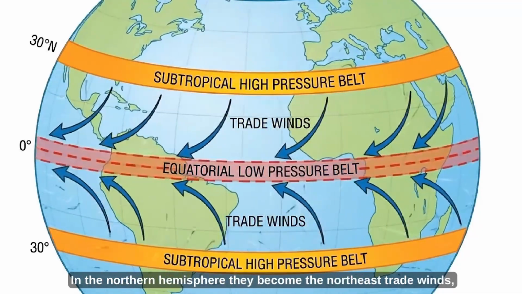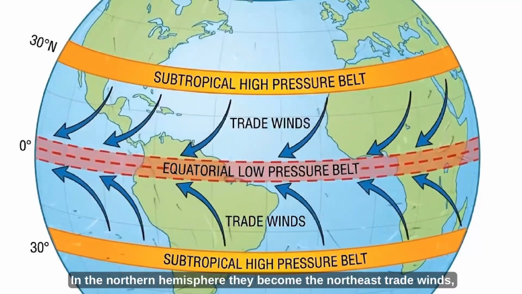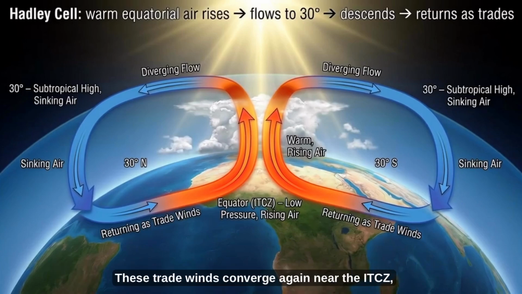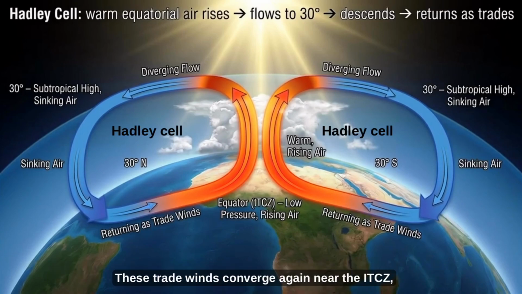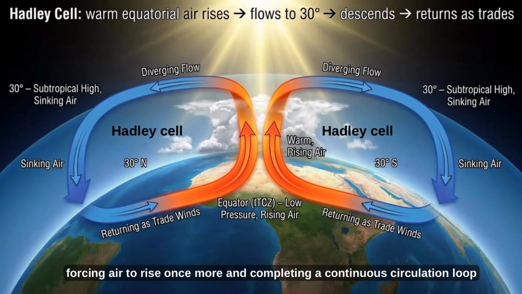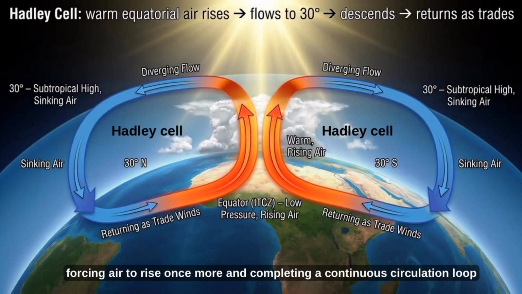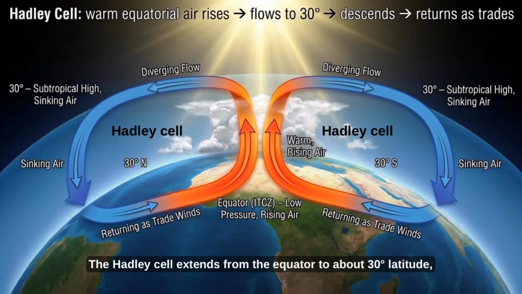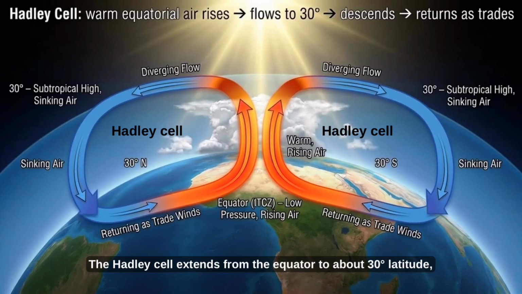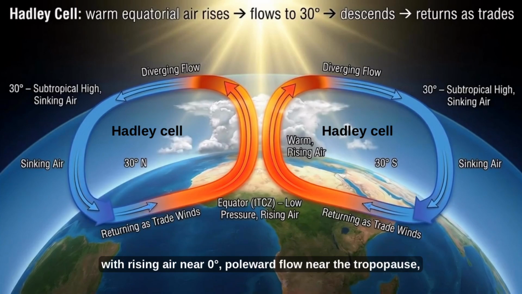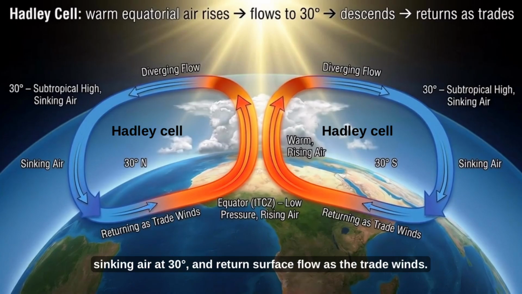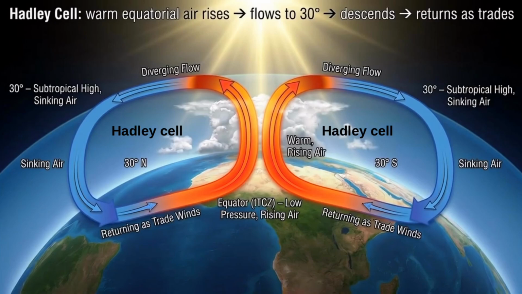Because Earth is rotating, the Coriolis effect deflects these surface winds. In the northern hemisphere they become the northeast trade winds, and in the southern hemisphere they become the southeast trade winds. These trade winds converge again near the ITCZ, forcing air to rise once more and completing a continuous circulation loop known as the Hadley cell. The Hadley cell extends from the equator to about 30 degrees latitude, with rising air near 0 degrees, poleward flow near the tropopause, sinking air at 30 degrees, and return surface flow as the trade winds.